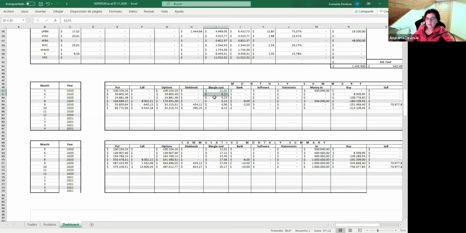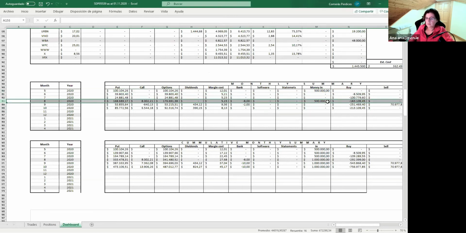Margin cost is positive because we had money, therefore they are giving us an interest. The bank fees is when we send money, no software, no statements. We saw that before. And this is the money in. So on the first month in May, 500,000 were invested. And in August, some other 500,000 were invested.